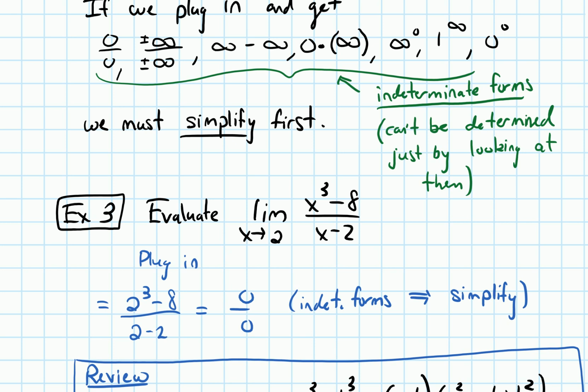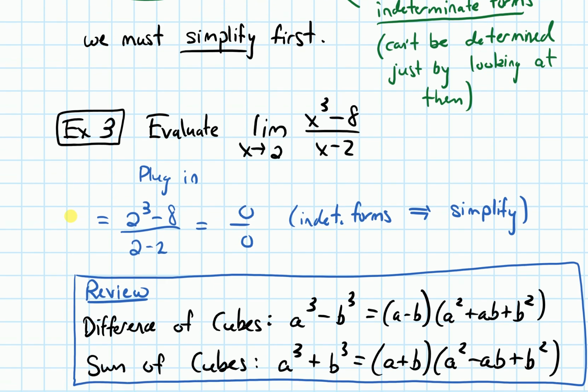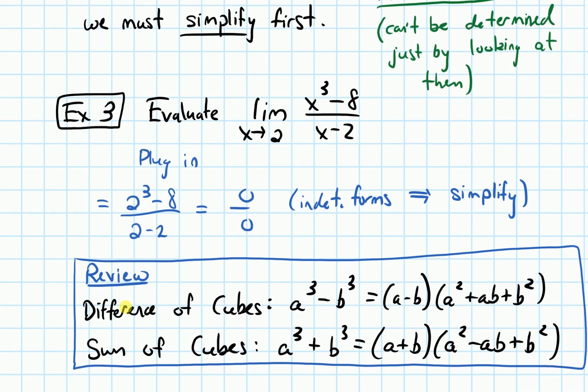Okay, so how do we simplify something like this? This is where I want to do a brief review of some factoring formulas from algebra. The first is the difference of cubes. It's a difference because we're subtracting two things, and it's cubes because the things that we're subtracting are cubes, something cubed and then something cubed. So a cubed minus b cubed factors as a minus b times a squared plus ab plus b squared.